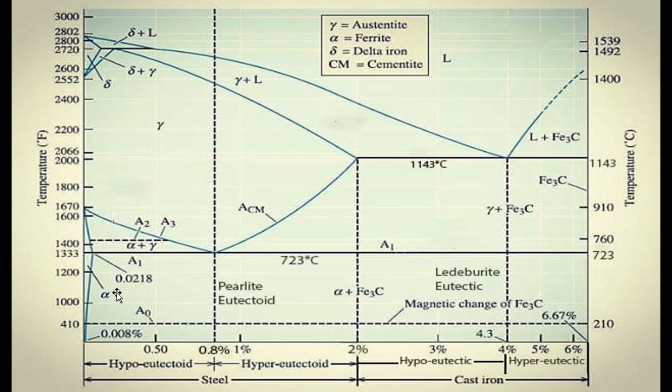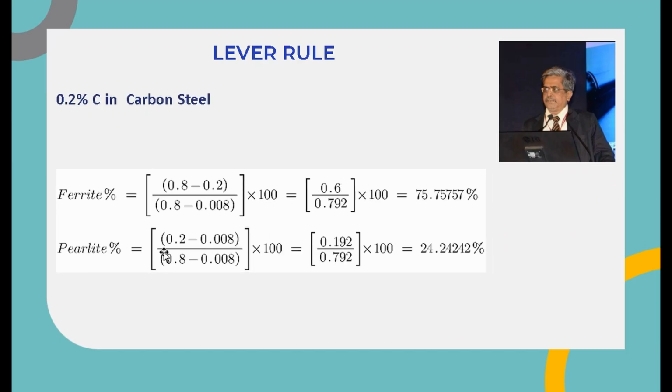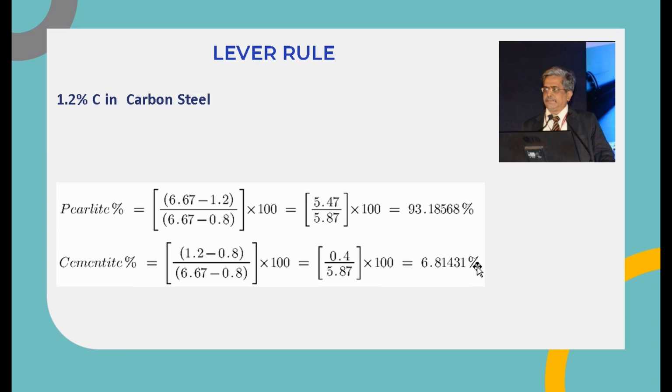For 0.2% carbon steel, if I intend to know the pearlite percentage, then it is 0.2 minus 0.008 divided by the total distance. 0.2 minus 0.008 divided by the total distance is the percentage. Come to the fourth example, 1.2% carbon steel.